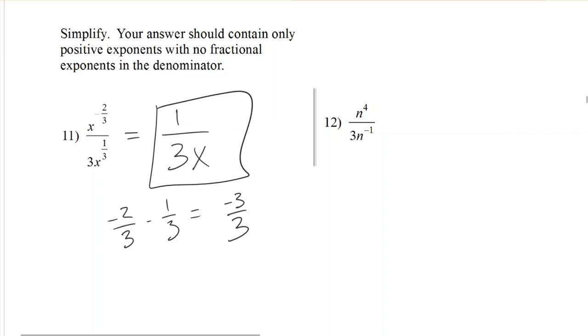Our next one, same thing here. We're subtracting, so this is n to the 5th over 3.